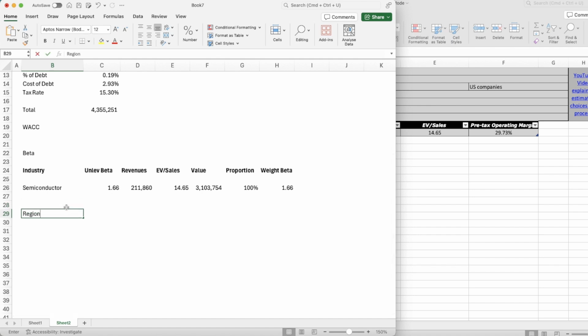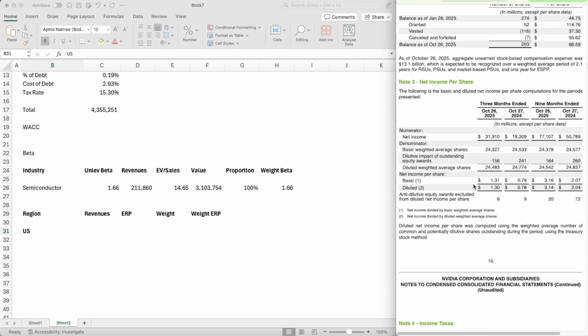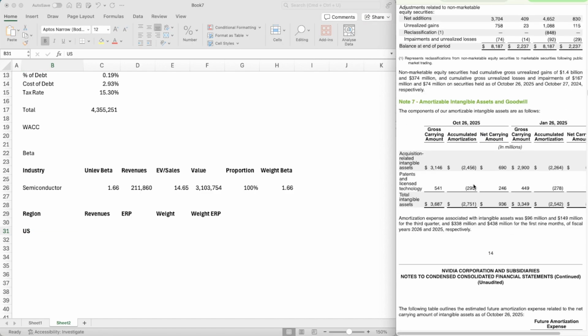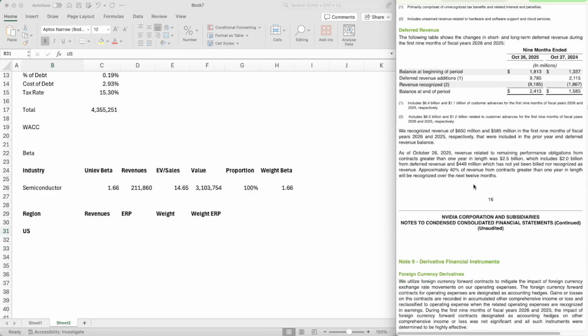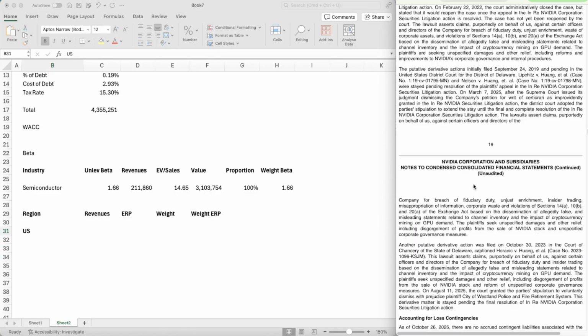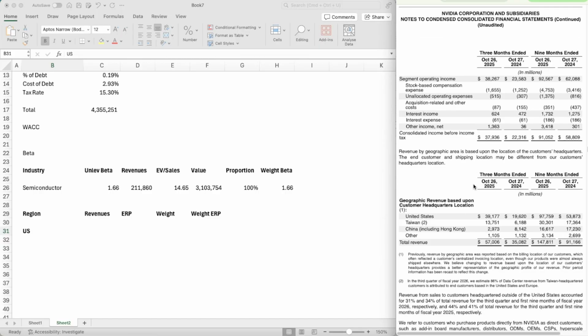And then the equity risk premium. So we want to know where Nvidia gets its revenues from, the region, the revenues in those regions, the ERP, the equity risk premium, and the weight of those revenues to give us a weighted ERP. We know that revenues come mainly from the US. Actually, no, they don't. I did have a look at it earlier. About 4 or 5 countries, and it breaks it down quite nicely. Obviously, the US is the largest.